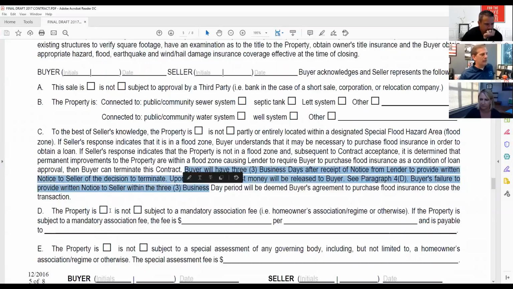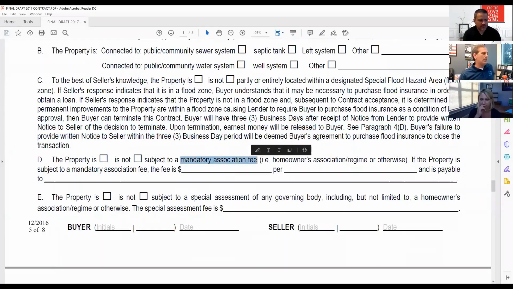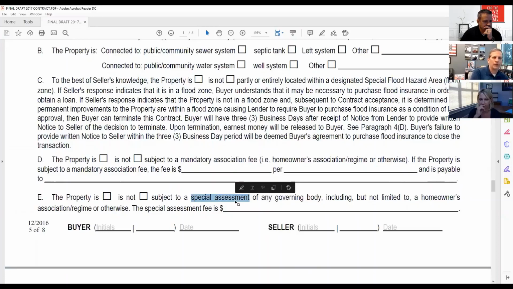Under paragraph D and E, now it's talking about HOAs. We have 2 separate ones. One is a mandatory association fee. This is your annual fee. And then a special assessment may be an assessment that is being levied to repair roads or make swimming pool repairs or things of that nature. It's important to understand with a special assessment, the timing of that is important as to who's responsible for paying for it. So if the special assessment is levied before closing, the seller's got to pay. If it's levied after closing, it's going to be the buyer's responsibility to pay.